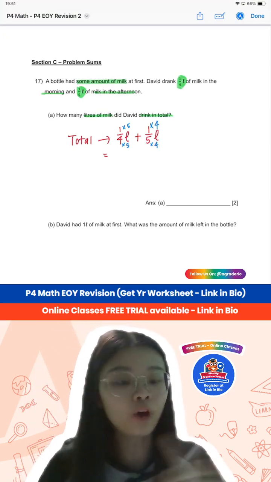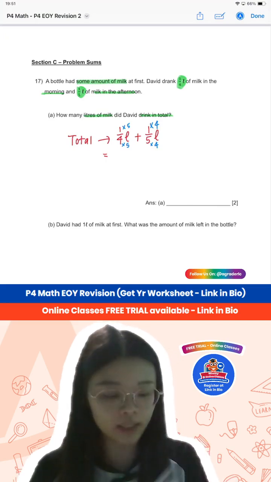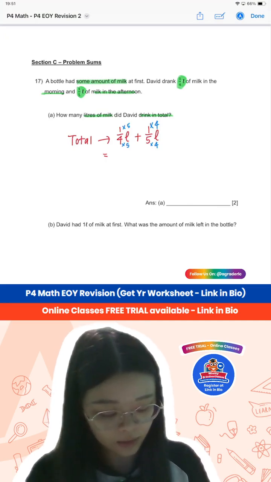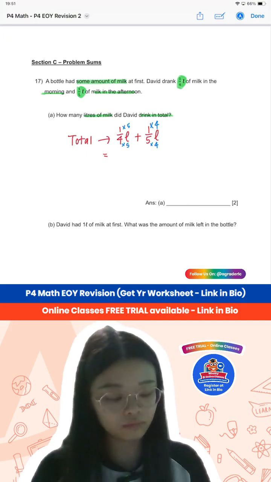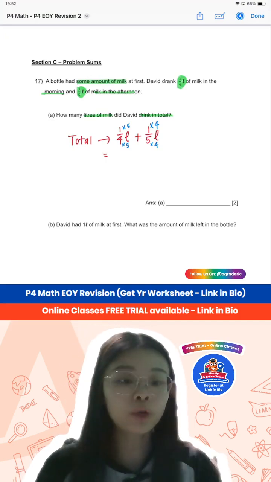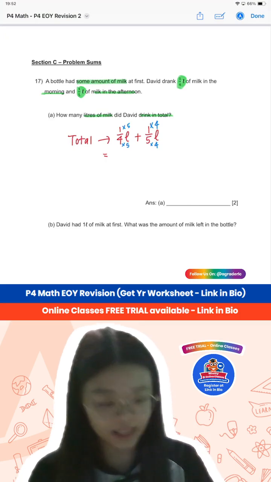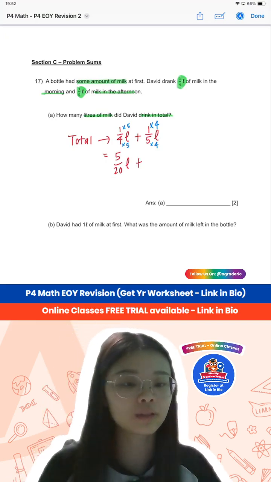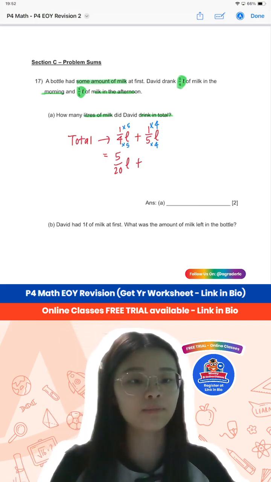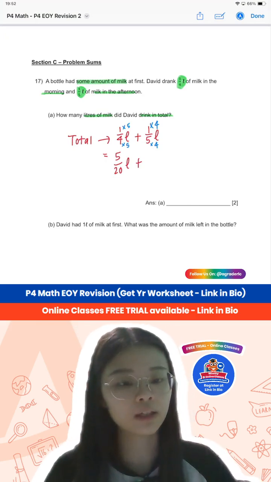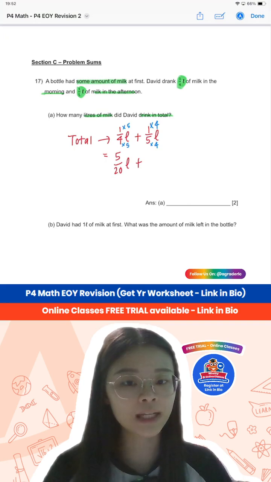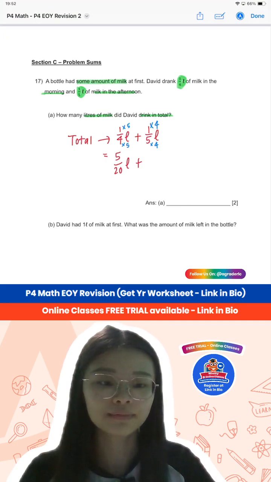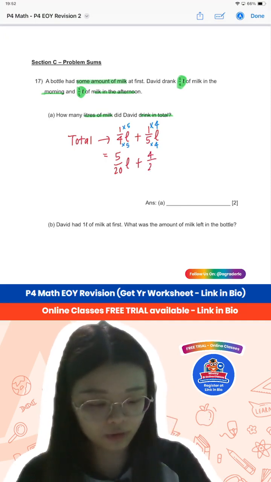So 4, I multiply by 5 to get 20, and 5, I multiply by 4 to get 20. So my first fraction, what does it turn into? My 1/4. Yes, Mr. Magic, you're correct, 5 out of 20. Then what does my second fraction turn into? My common denominator, yes. Terry also said common denominator, good. My second fraction? 4 out of 20, good.